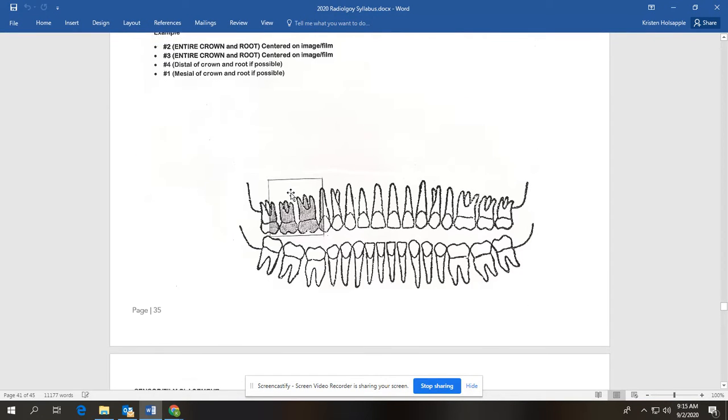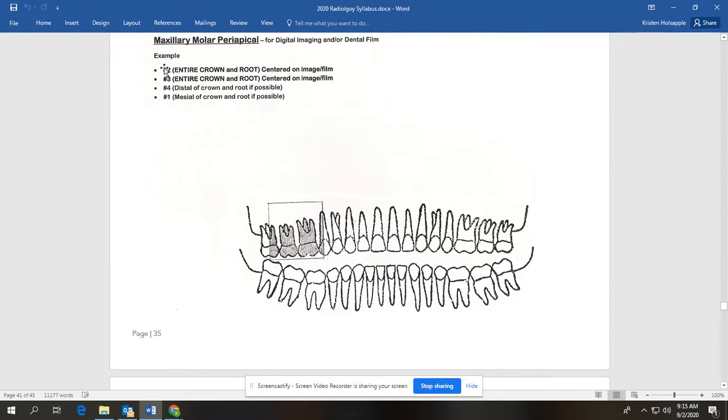The maxillary molar periapical, tooth number 2 and 3 are centered on the image, and you see the entire crown and root. Notice I did not worry about the wisdom teeth. The wisdom teeth are not the focus in these images, because if we really need those, we are going to take a panoramic image. So on the maxillary molar periapical, we are going to focus on the first and second molar.